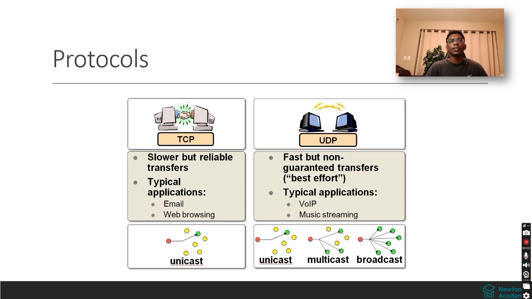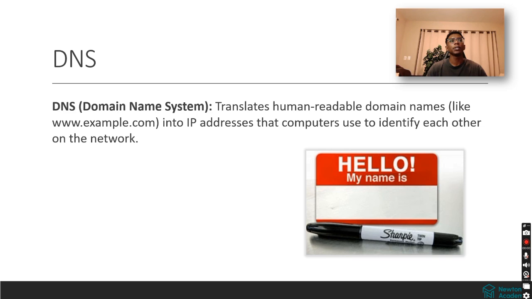Now we also see the myriad of ways that data is being transferred across the network. We see TCP operating in the unicast method, while UDP has the options to perform in unicast, multicast, or broadcast methods. Another protocol we'll be covering is Domain Name System, which is the DNS protocol. This translates human readable domain names into IP addresses that computers can use to identify one another on the network.